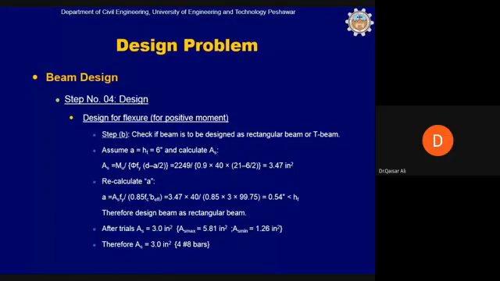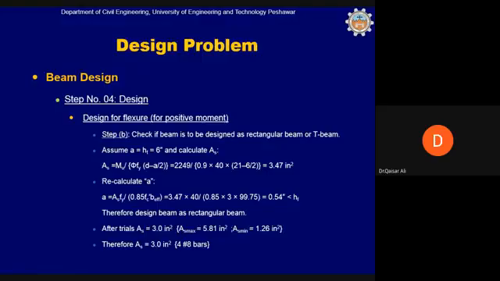Now, in the next step, we have to check whether this beam is to be designed as a rectangular beam or a T beam. We will assume small a equal to the depth of the slab, 6 inch, and then calculate AS. When AS is calculated, MU divided by phi FY into D minus A by 2, where MU is 2249 positive bending moment, AS comes out to be 3.47 square inch.